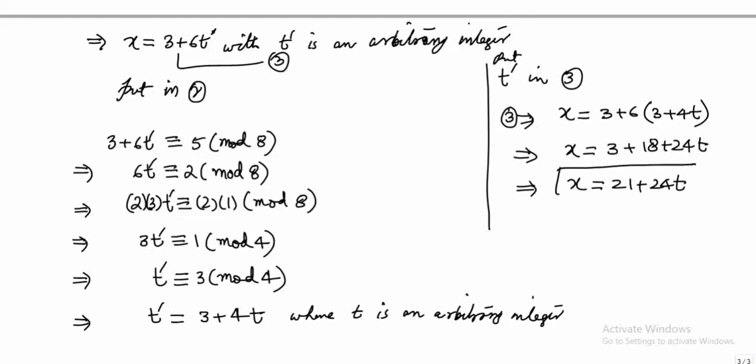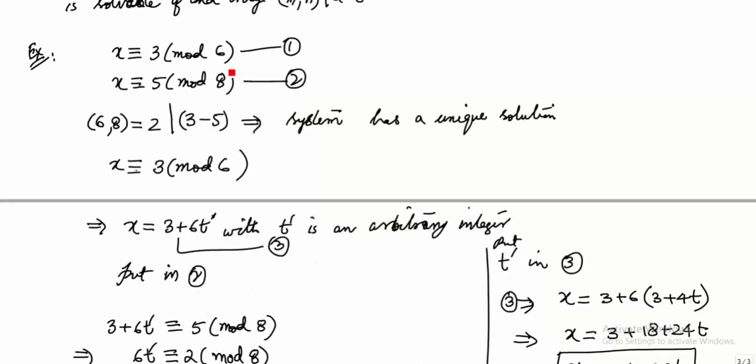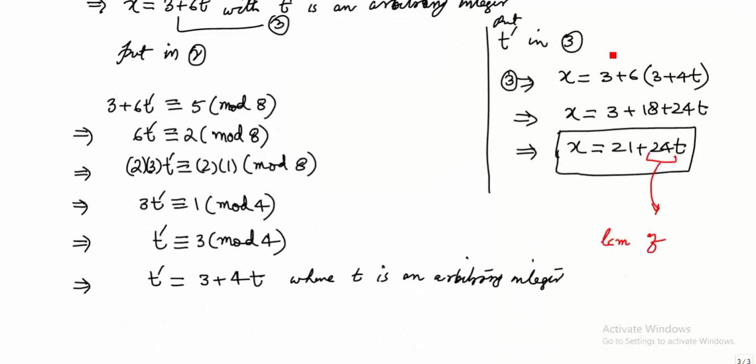So that's the required solution, and this solution is modulo 24, which is the LCM of 6 and 8. Okay. Thank you very much.